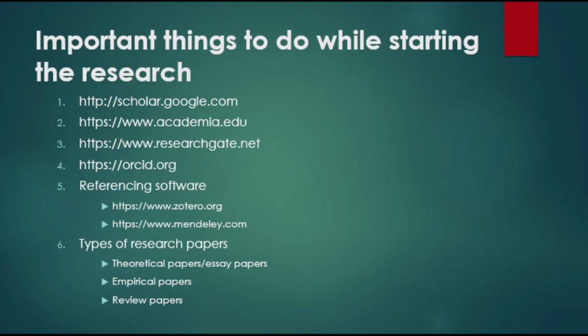The next important point is related to the type of research papers. Academically, you will find there are around 10 or even more than 10 types of research papers that are listed in Elsevier and in Emerald, where you can decide what kind of paper you are going to submit.